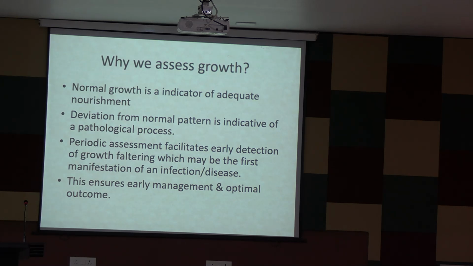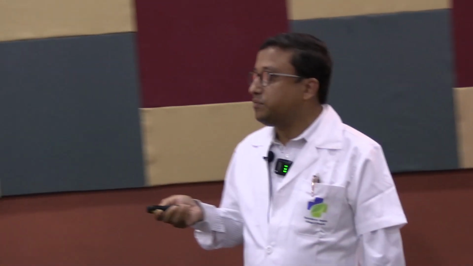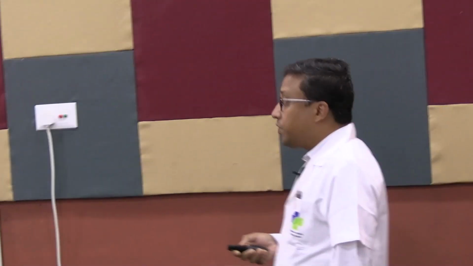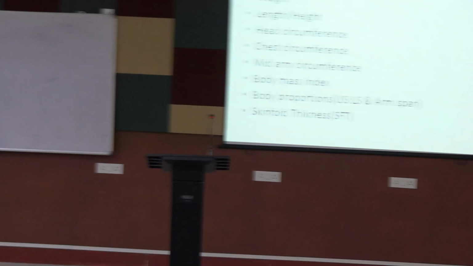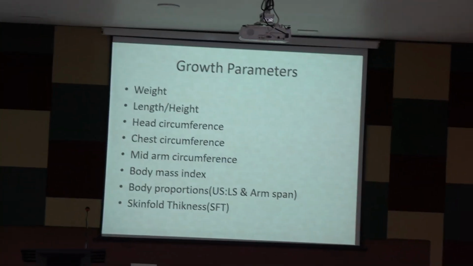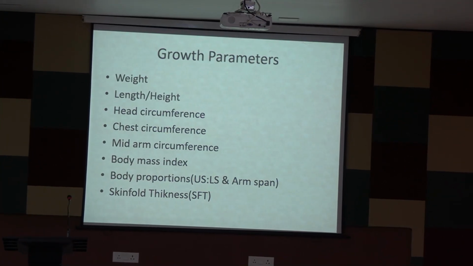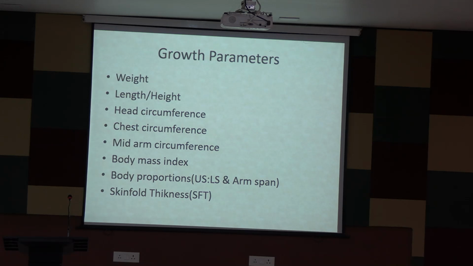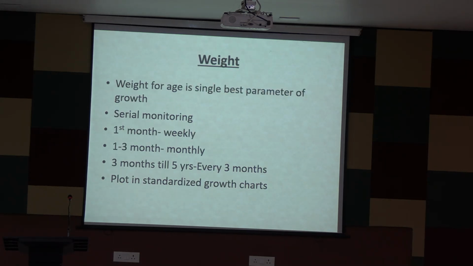What are the growth parameters? You all know, all of you have done the clinical classes. These were discussed several times. That is weight, length or height, head circumference, chest circumference, mid-arm circumference, body mass index, body proportion and skin fold thickness. So let's discuss these parameters one by one. First one is growth, weight.